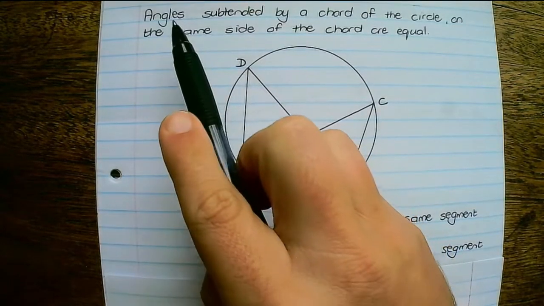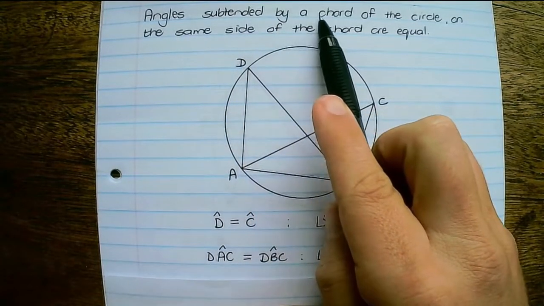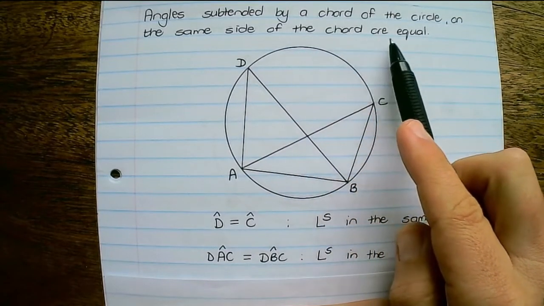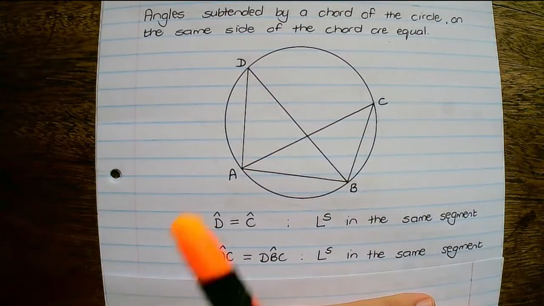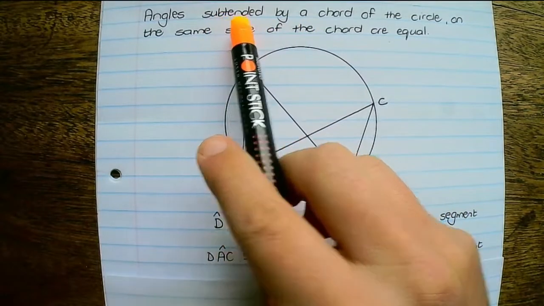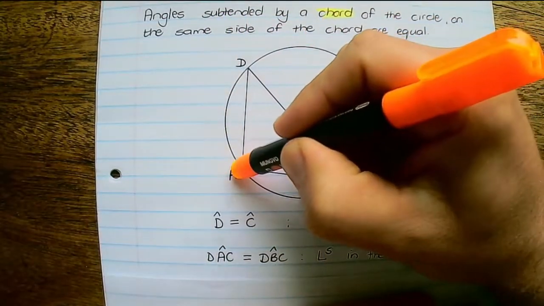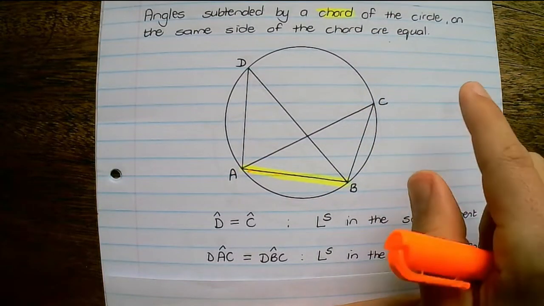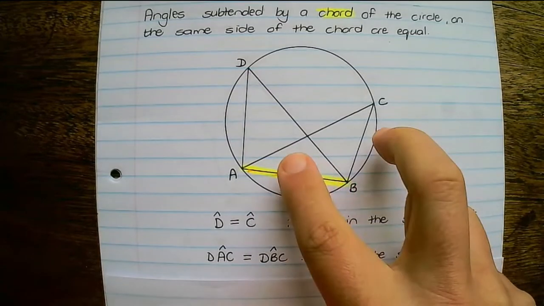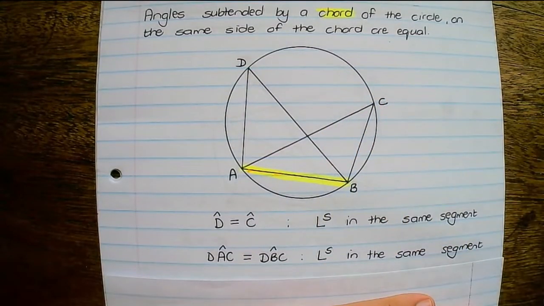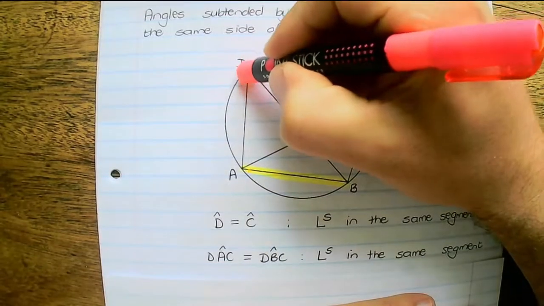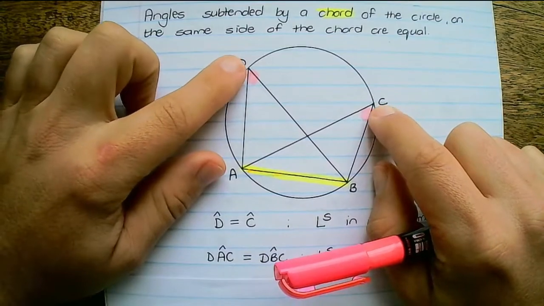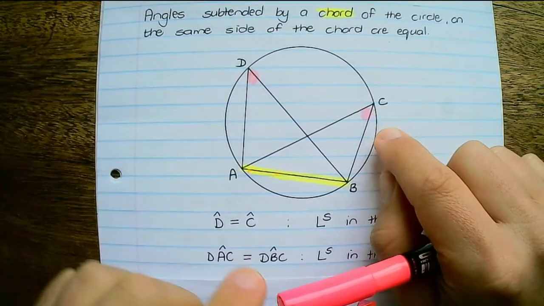Next up, we have angles subtended by a chord of a circle on the same side of the chord are equal. Now let's start with the chord. If I have the chord, the chord we're referring to is AB, and it is saying that angles on the same side of the chord subtended by that chord are equal. So meaning the angles D and C, which are both on the circumference of the circle, are equal in size.